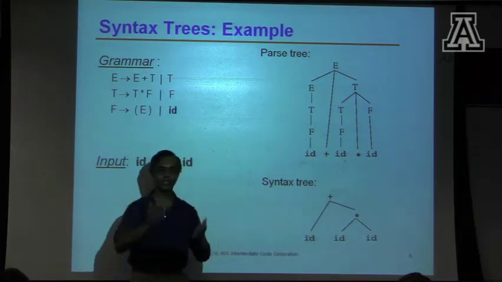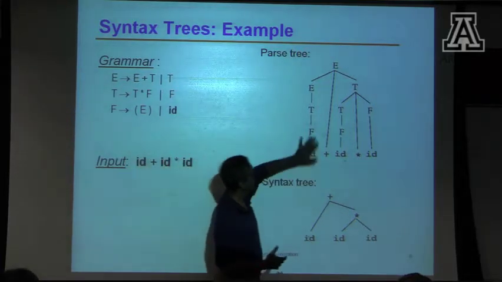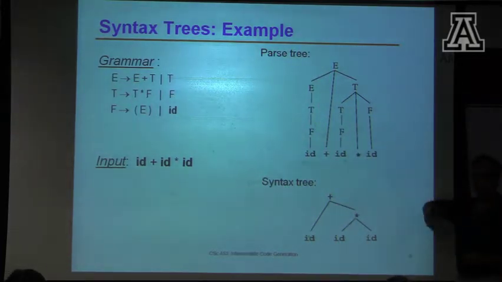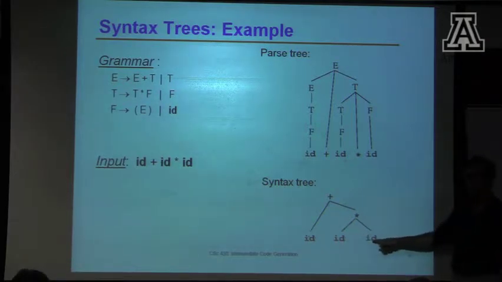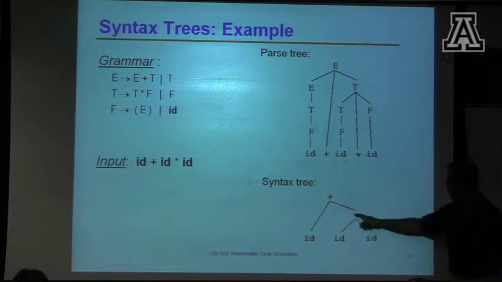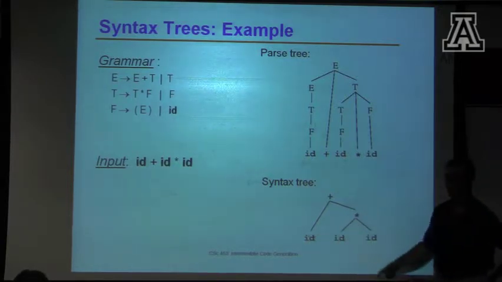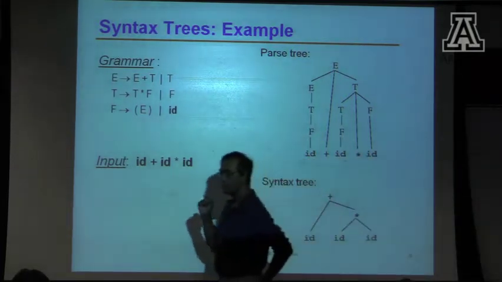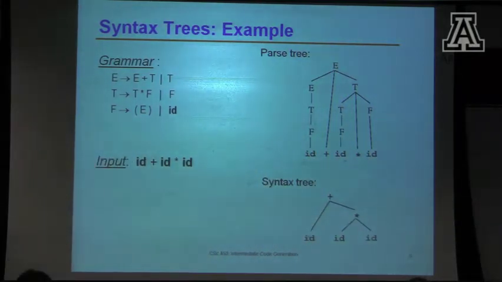So from a computational perspective, this was all well and good for parsing, but if I want to talk about code generation, about the actual computation, here's the structure of the computation: multiply these two and take the product and add it to this one. So this is the syntax tree. Each internal node of the syntax tree represents a computation.